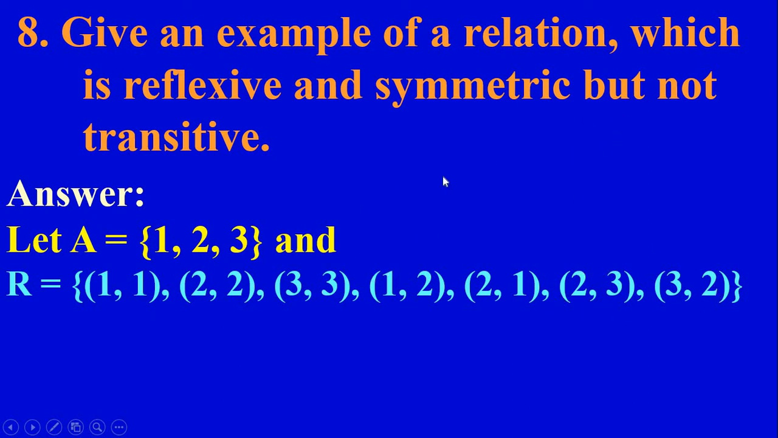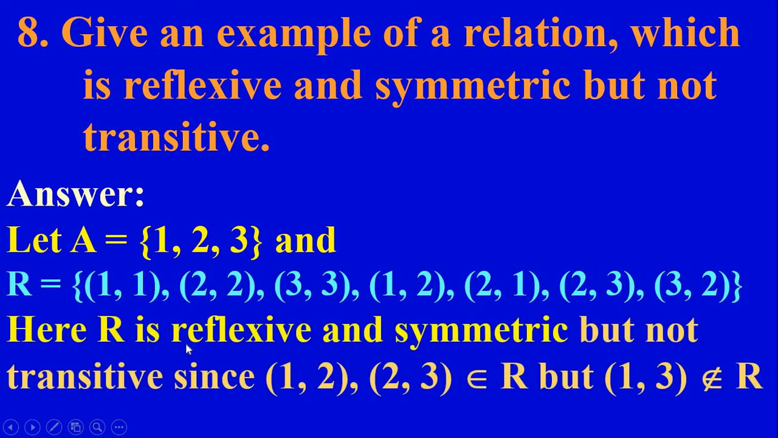We can verify this is not transitive since here we have (1,2), (2,3), but (1,3) is not there. So (1,3) is not there, therefore this is not transitive. So this relation is reflexive and symmetric but not transitive since (1,2), (2,3) belongs to R but (1,3) does not belong to R. Therefore, this relation is only reflexive and symmetric but not transitive. We can give an example like this also.